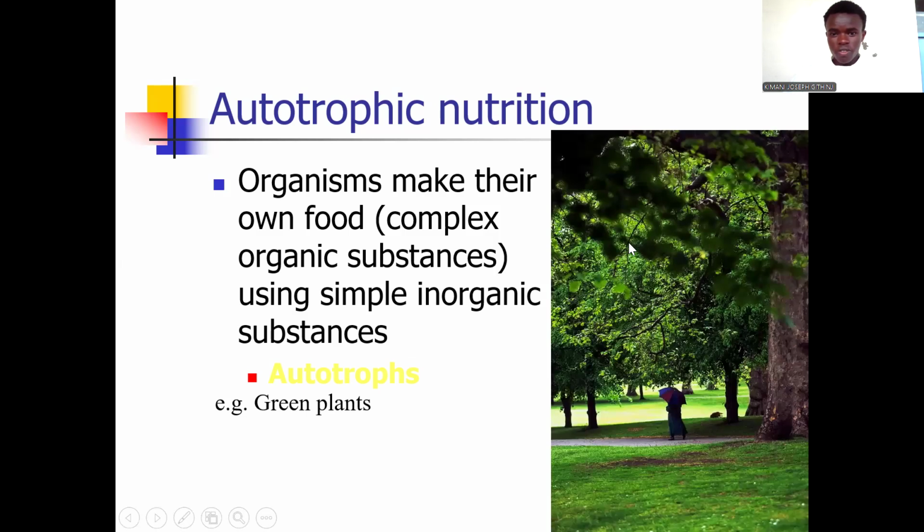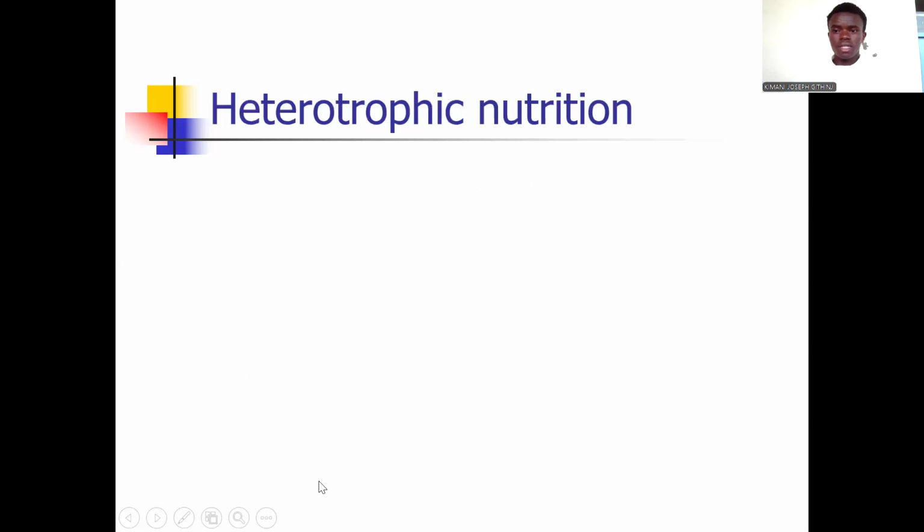So autotrophs are the organisms which use the autotrophic mode of nutrition. You can give an example of green plants. You can use a forest or a park which has green plants. So they use the autotrophic mode of nutrition via photosynthesis.